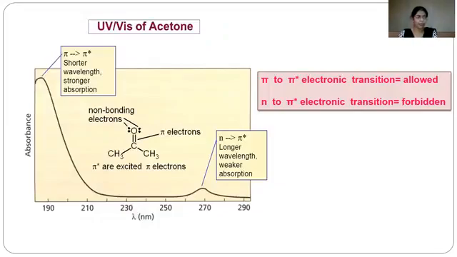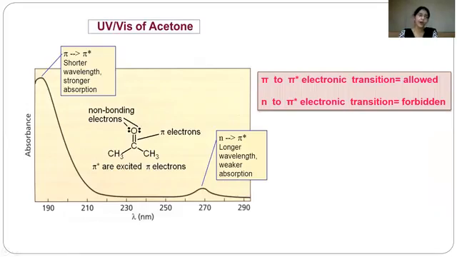In the case of a carbonyl compound, here we are taking the example of acetone. Between carbon and oxygen a pi bond is there, and on oxygen a lone pair of electrons is also present. So in carbonyl compounds, both transitions are possible: from the double bond, pi to pi antibonding, and from the lone pair of electrons to the corresponding pi antibonding orbital, which is the n to pi antibonding transition.